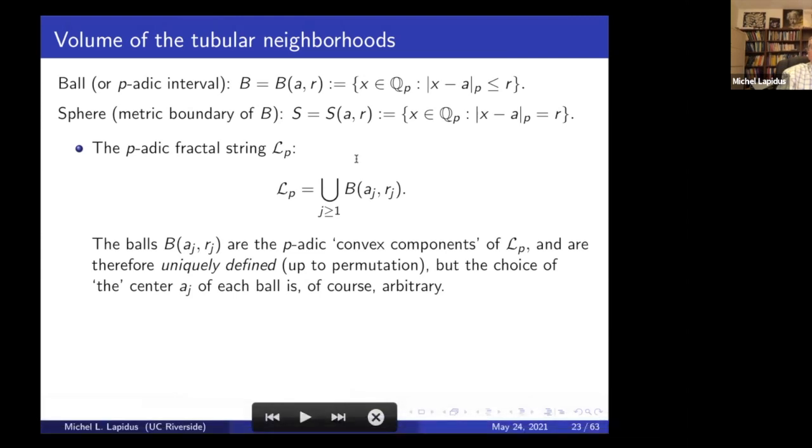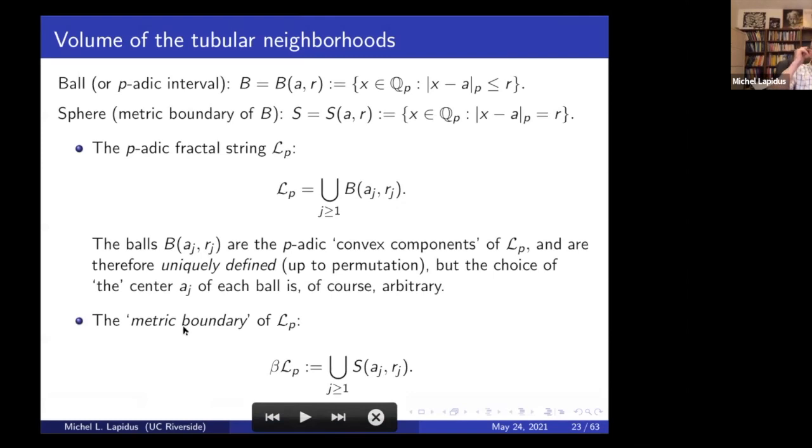Let me just say that in general, you have a p-Adic Cantor set, a p-Adic Cantor string, and it's a disjoint union of p-Adic intervals or balls. So you can write it this way. And there is one subtlety that I want to mention.